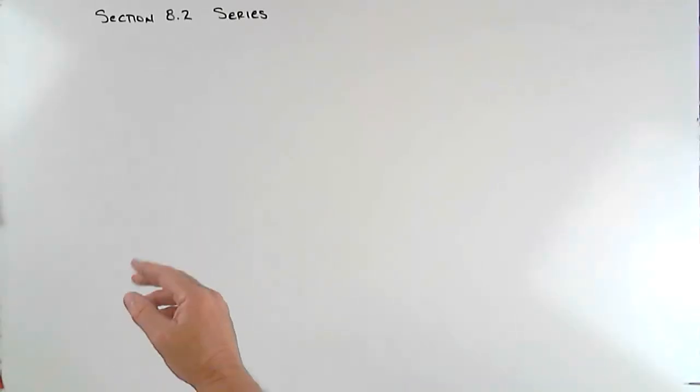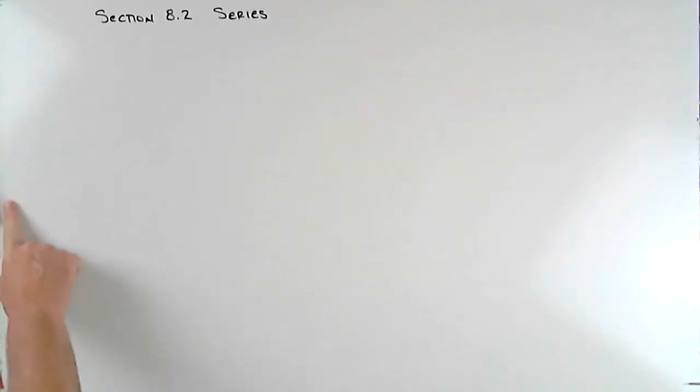All right, in this video, we'll talk about solutions to homework problems from section 8.2. Section 8.2 is on series, where we have taken our idea of sequences, and we now know that if we add the terms of a sequence together, we get a series. And so we're going to work on some of the homework problems from section 8.2.